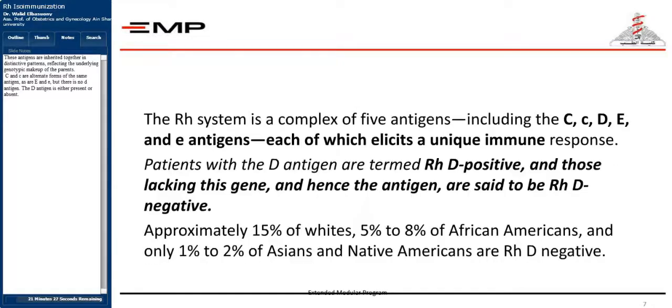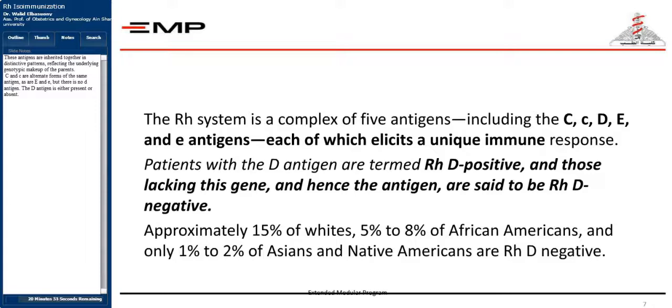So, what is the RH system? It's actually a complex of 5 antigens, including the C, D, and E antigens. These antigens are inherited together in a distinctive pattern, reflecting the underlying genotypic makeup of the parents. There is a C capital and c small, which are alternate forms of the same antigen, E capital and e small, which are also alternate forms of the same antigen, but there is only one D antigen that is either present or absent. Patients with the D antigen are termed RH positive, and those lacking this gene and hence the antigen are called RH negative.